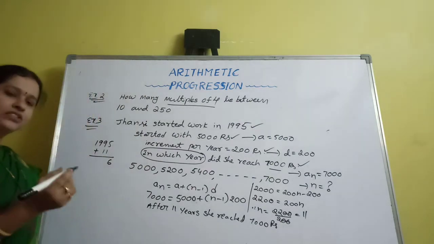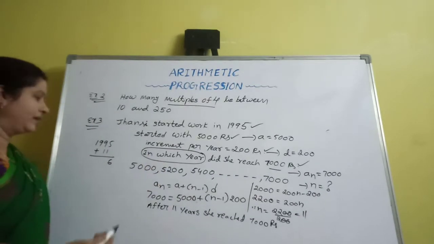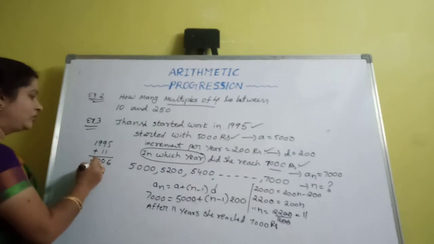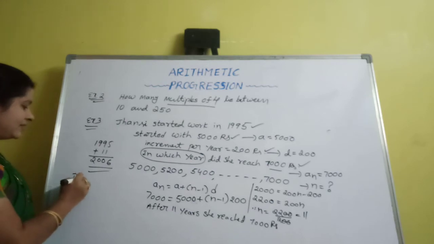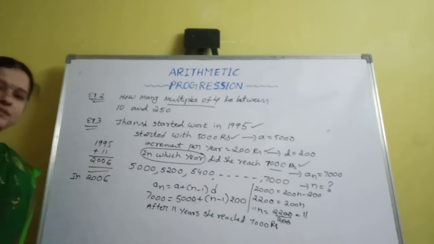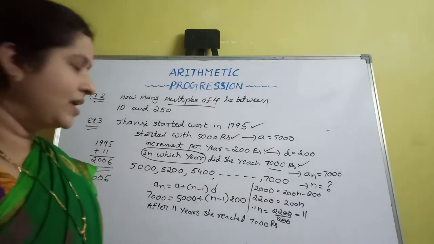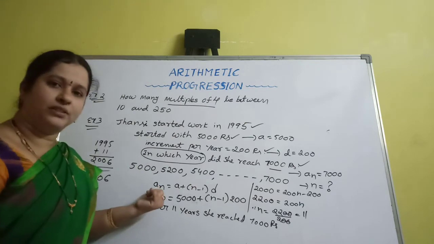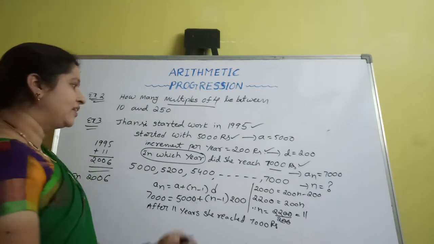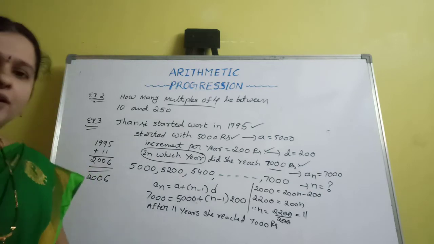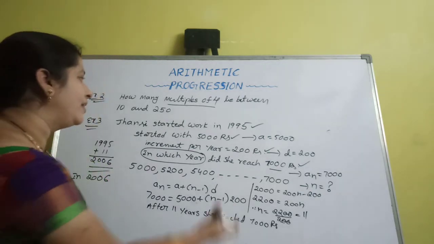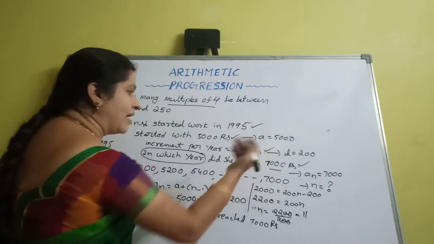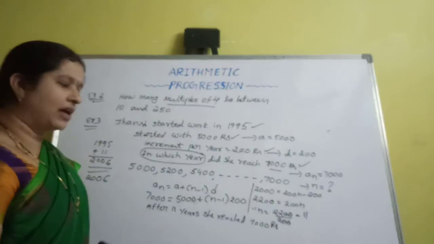Okay. You have to find the year also here. So add 11 to 1995, so 2006. In 2006, she reached 7,000 rupees. So this is the solution of this question. Word problems are also very easy. First you have to convert the statement into series. Then you find all the variables in this question. This value is a, this value is d, this value is an. So you can easily solve the question. Okay.